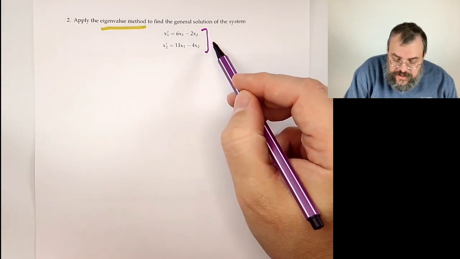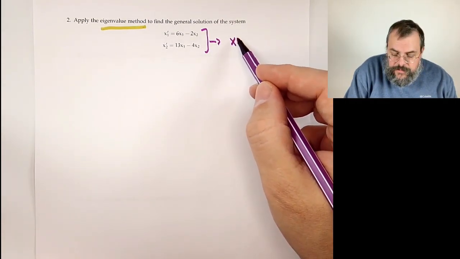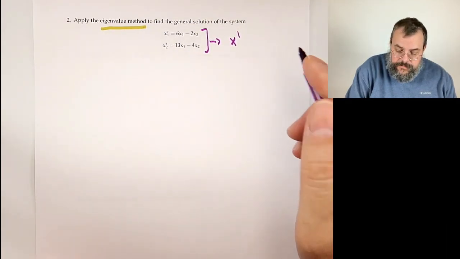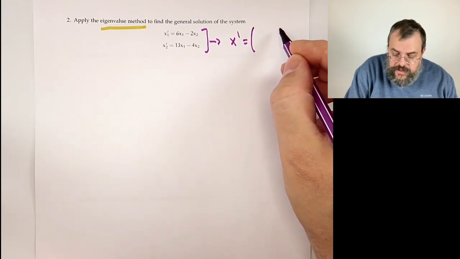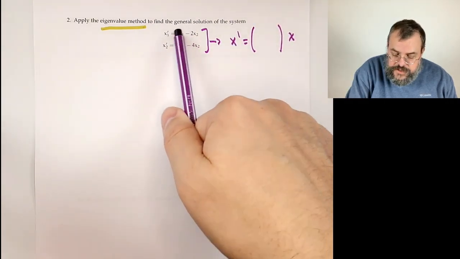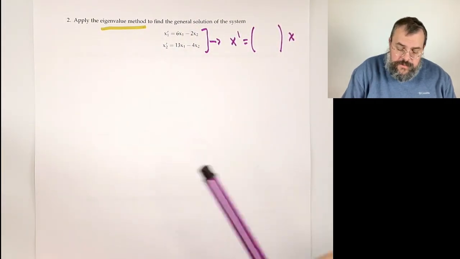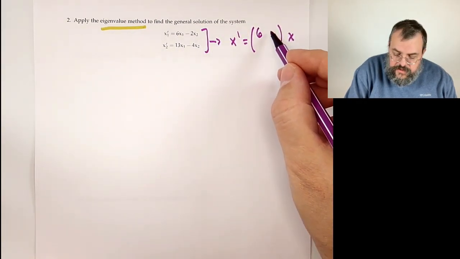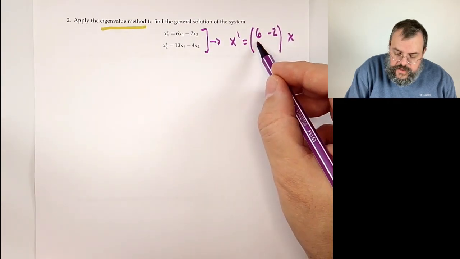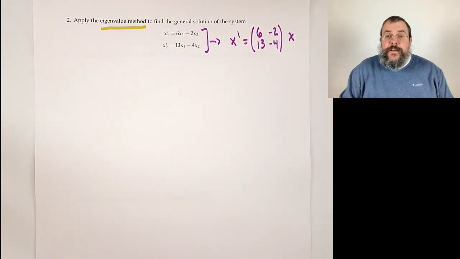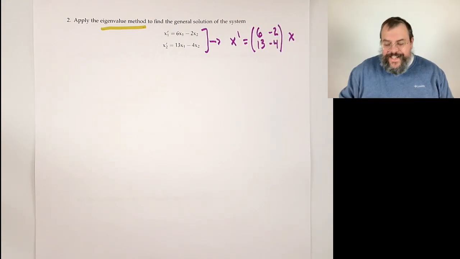We can take these equations and rewrite this in the form x prime, which has both x1 prime and x2 prime together, is equal to something times x. And what goes in here are the coefficients. Just make sure the coefficients are in the right places. So this will be the 6, minus 2, 13, and minus 4. Okay, good. So, first step, let's find our eigenvalues.